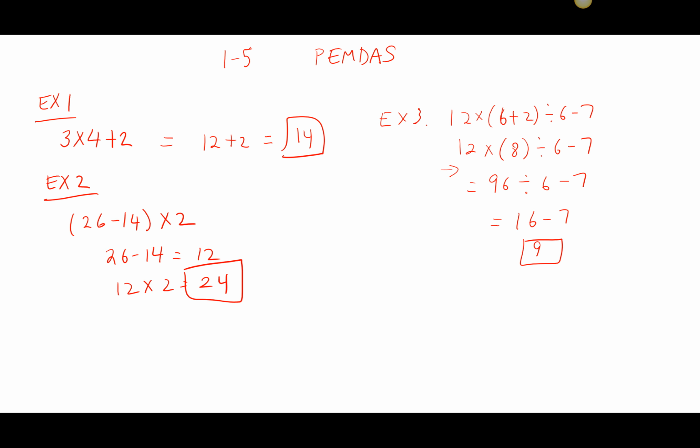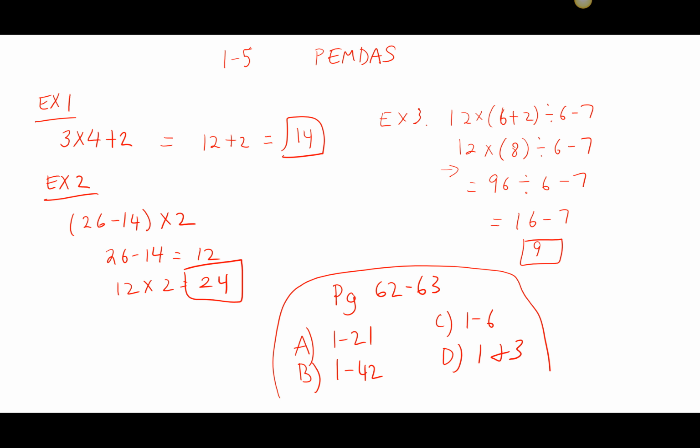All right. So you'll have some to practice with. Your homework is going to be on pages 62 and 63. The A section is 1 through 21. The B section is 1 through 42. The C section is 1 through 6. And on D, I want you to do number 1 and number 3. So that's your homework. It'll be due Tuesday by midnight.